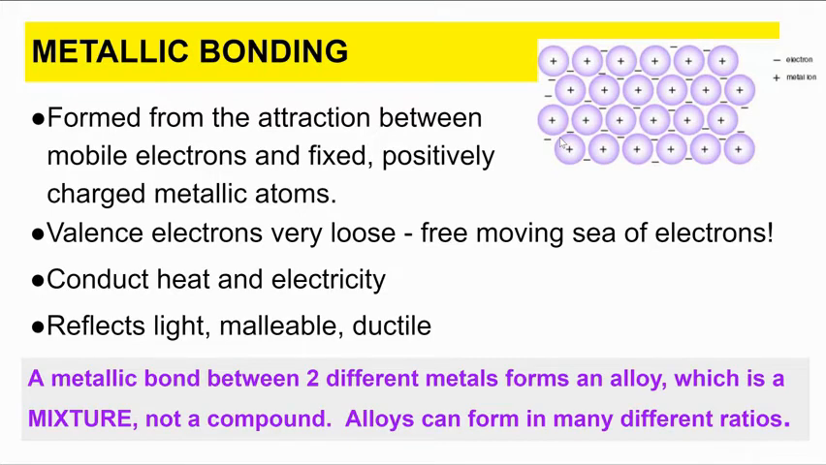For example, aluminum oxide forms with two aluminum atoms for three oxygen atoms, whereas a mixture of something like brass is an alloy because it's a mixture of two different metals, copper and zinc, in any ratio.